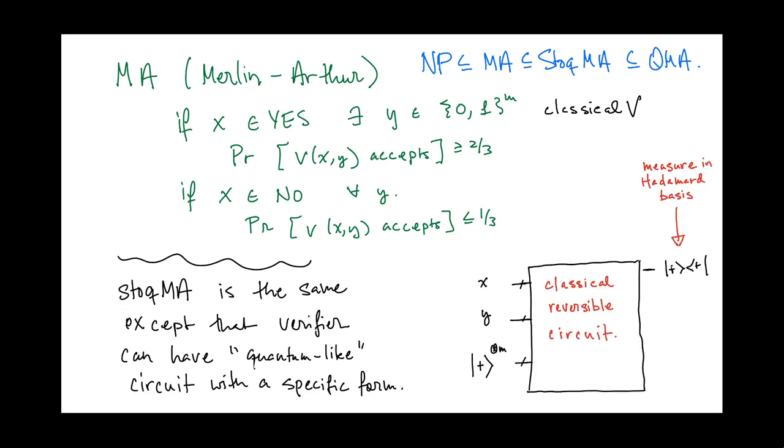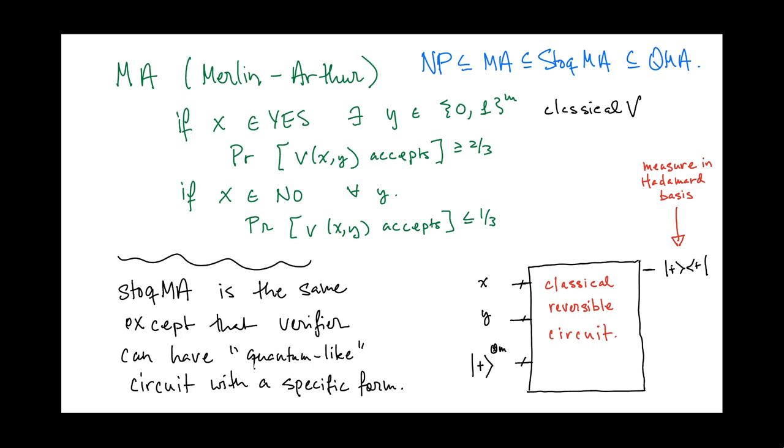And then stochastic MA is the same, except that the verifier can have this funny quantum-like format to it. So it's a generalization of a probabilistic verifier.